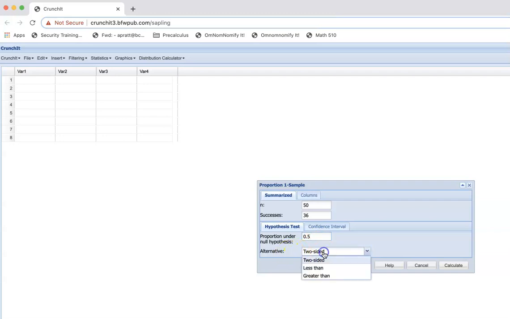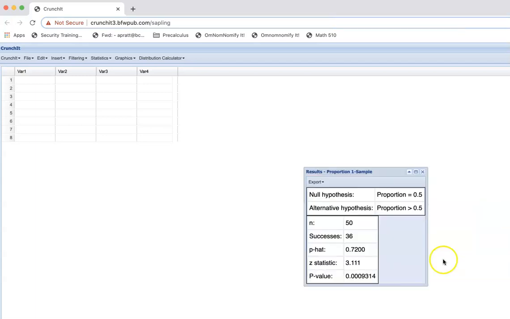And then you pick your alternative. So either the not equal to for two-sided, less than, or greater than. Here we thought it was greater than. So we hit calculate, and here's where we see that p-value. And we get a little bit more accurate than we did with the table. We see that it's 0.0009, which rounded to 0.001 that we got in the example.